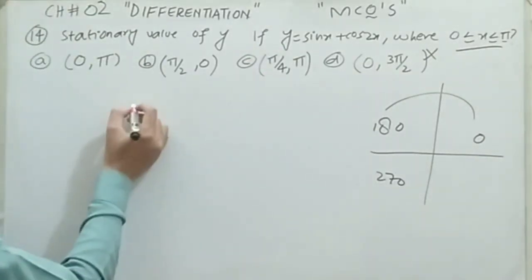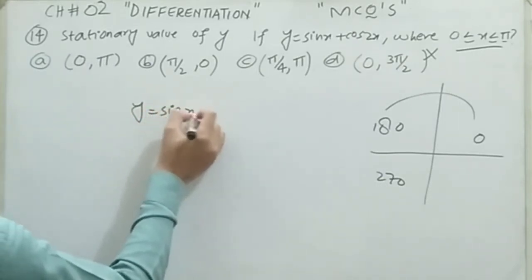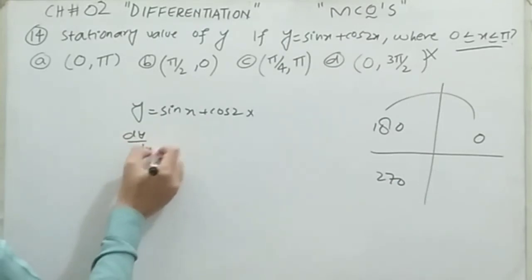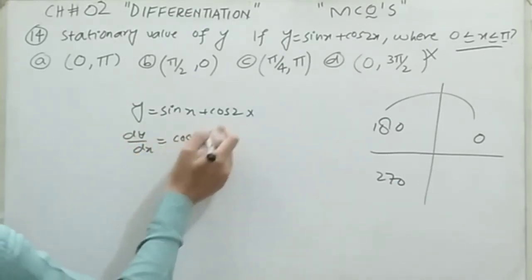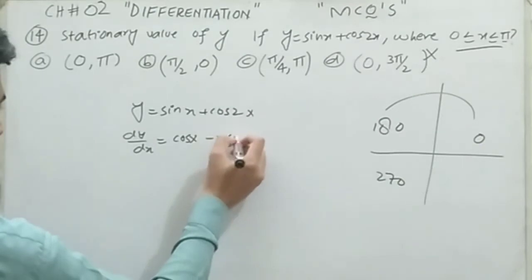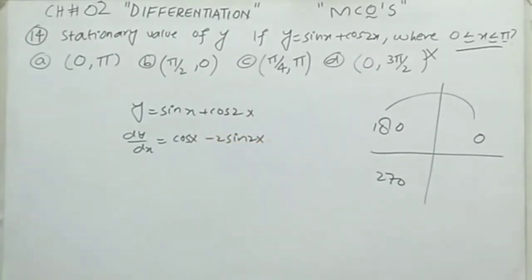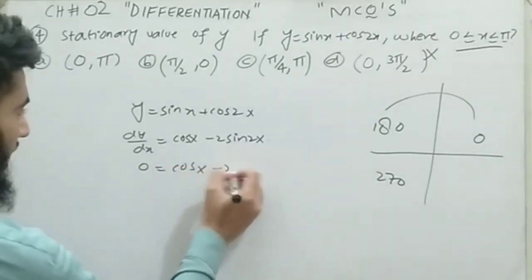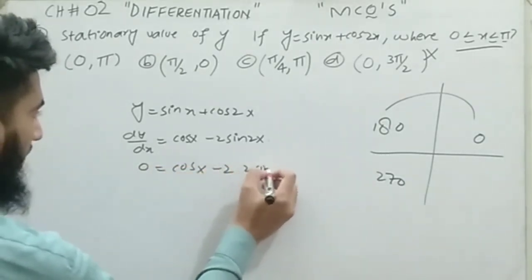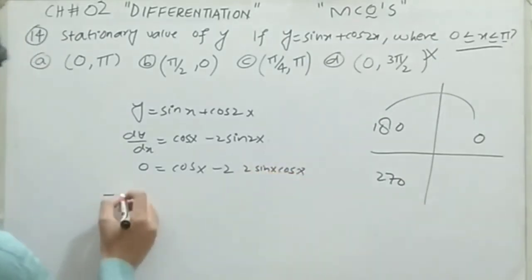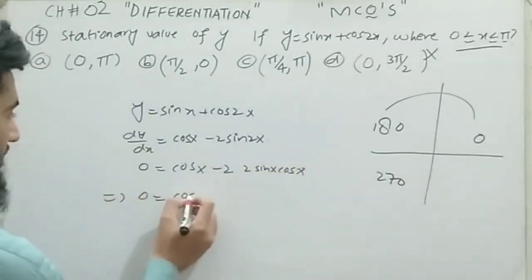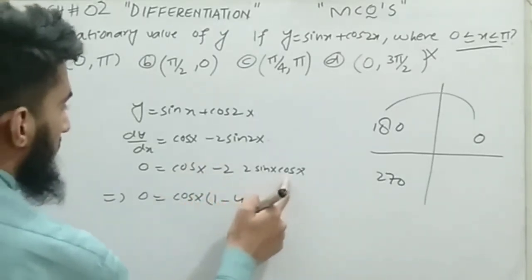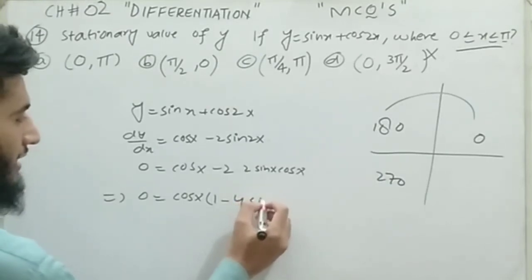So taking the given function y is equal to sin x plus cos of 2x. Differentiate both sides with respect to x. So dy by dx will be: the derivative of sin x is cos x, and the derivative of cos of 2x will be minus 2 sin of 2x. Now make the first derivative equal to 0. So it becomes cos x minus 2 times sin 2x, which is actually equal to 2 sin x cos x. So 0 is equal to, take out cos x common. So inside we are left with 1 minus, 2 multiplied by 2 gives us 4, and here we take out cos x common, we are left with sin x.